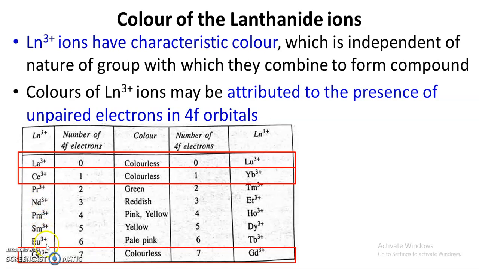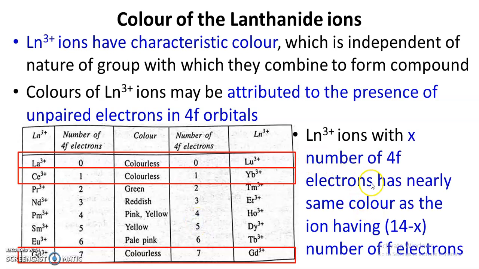Whereas other lanthanide ions like praseodymium +3, neodymium +3, promethium +3, samarium +3, and europium +3 contain unpaired electrons like 2, 3, 4, 5, 6 respectively, and they have a color like green, reddish, pink or yellow, pale pink, etc. Similarly, thulium, erbium, holmium, dysprosium, terbium ions also contain unpaired electrons, and these ions are colored. Thulium is green, whereas terbium +3 is pale pink.